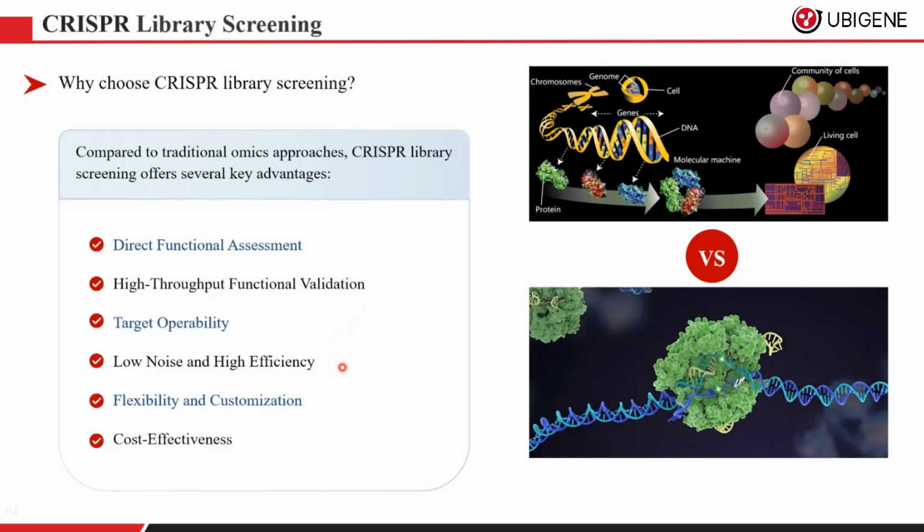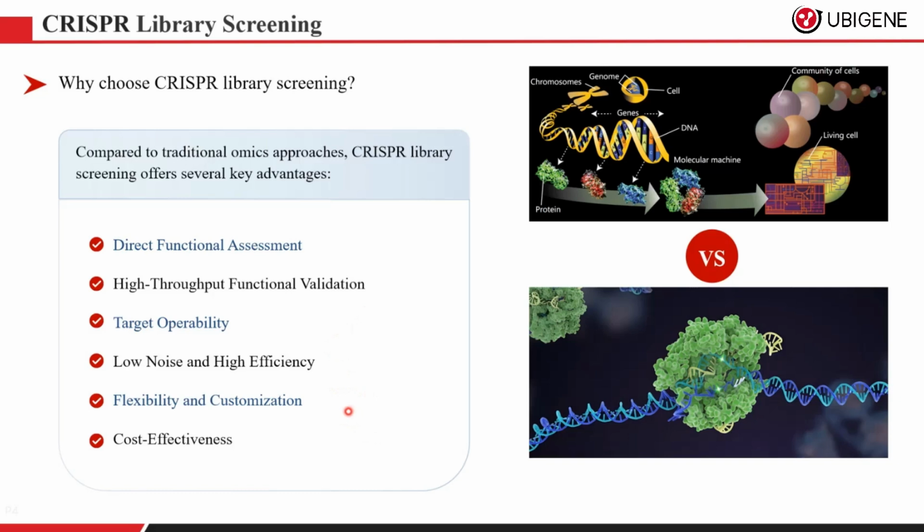So fifth, the flexibility and customization. CRISPR libraries can be easily customized for specific gene sets or biological contexts, and the screening process can be adapted to various experimental challenges, such as drug treatment or infections. Finally, for cost efficiency, CRISPR screening can be more cost effective, especially in large-scale experiments, compared to the complex and resource-intensive nature of traditional omics analysis.